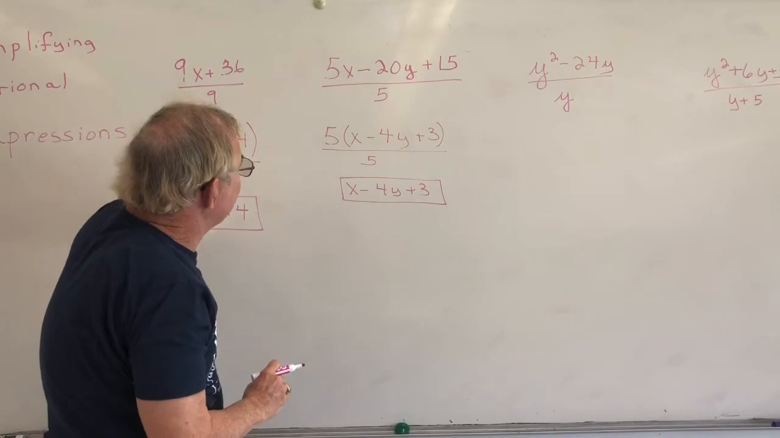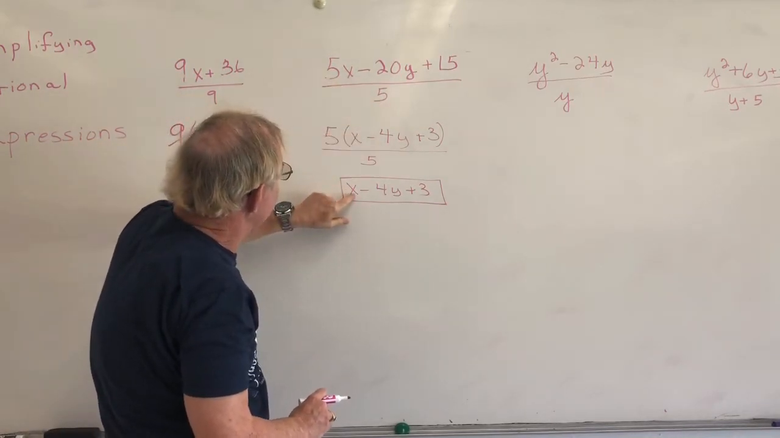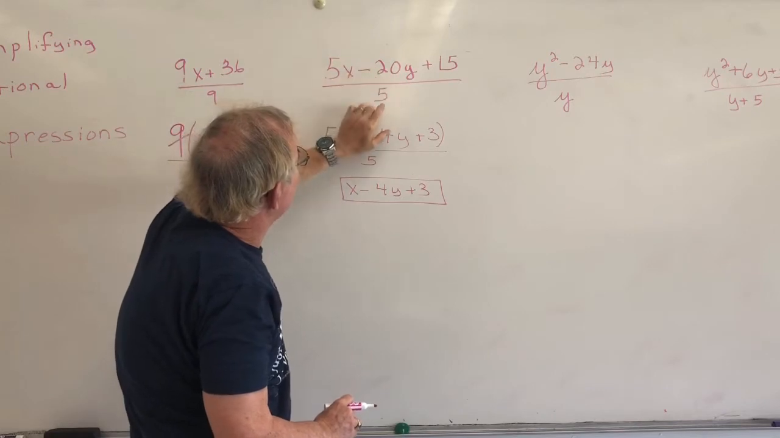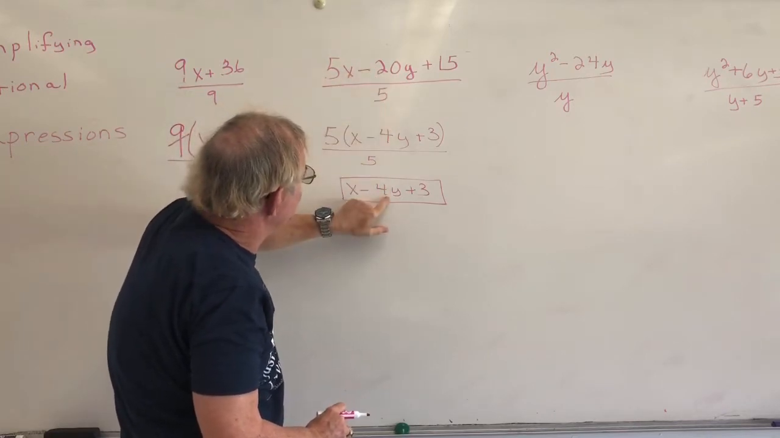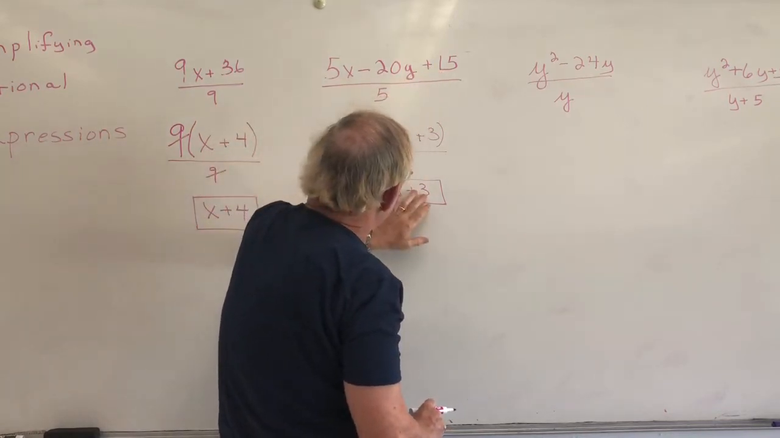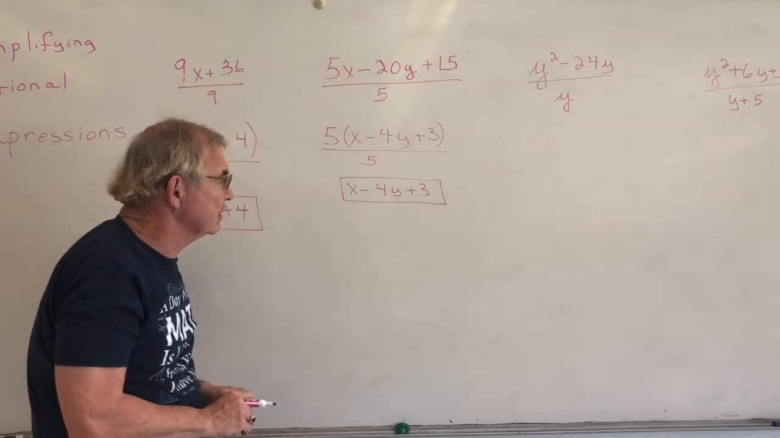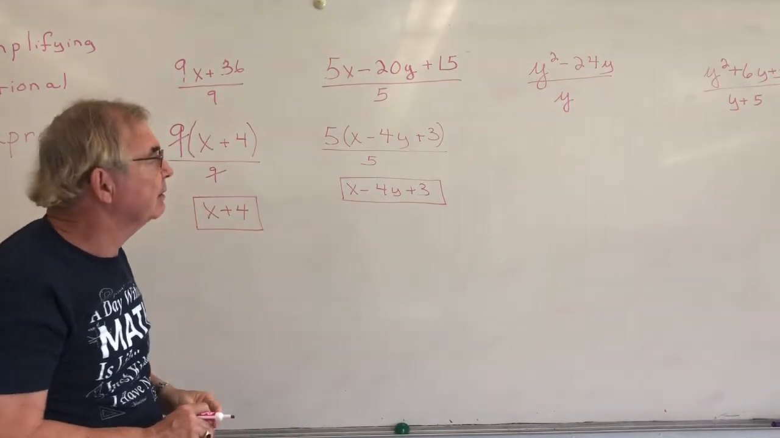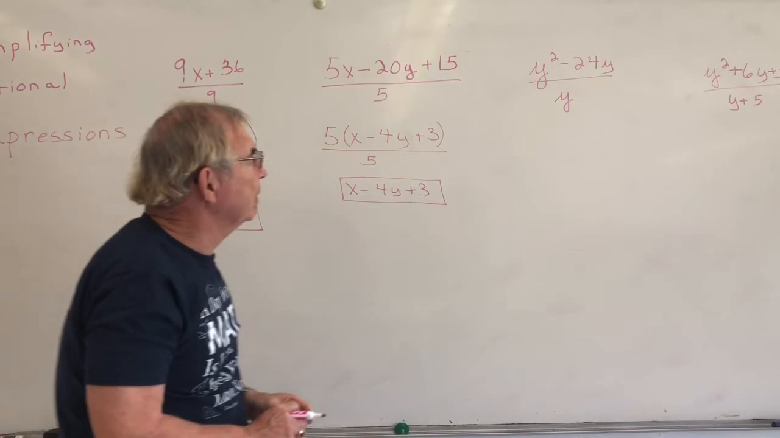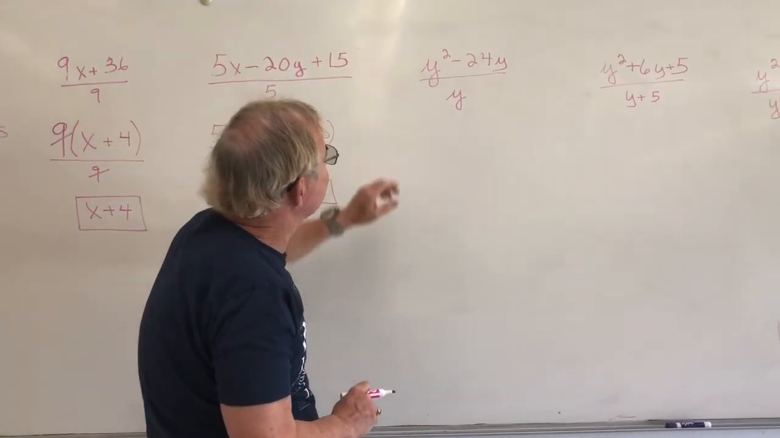Now you could have done that by just quickly dividing 5x by 5 and getting x. Negative 20y divided by 5 is negative 4y. And 15 divided by 5 is 3. That would have been the quicker way, but the consistent way is to factor here. Okay, our third example.